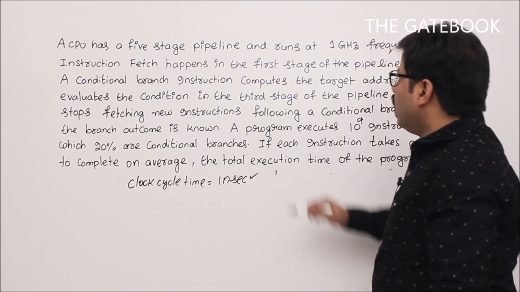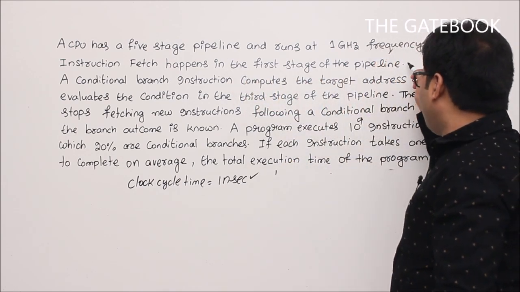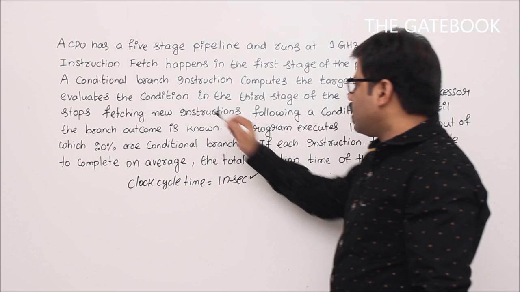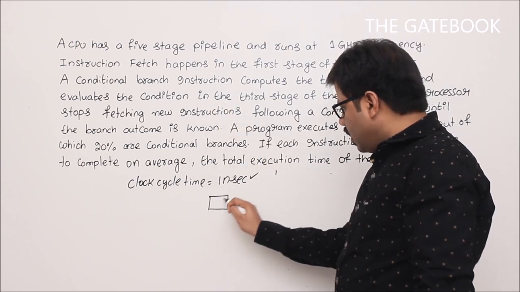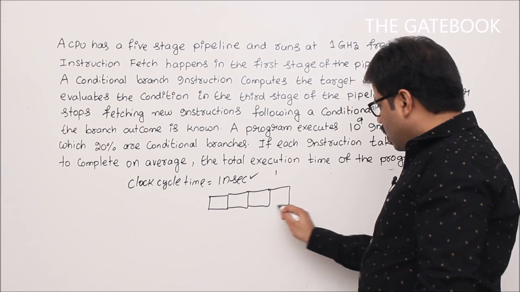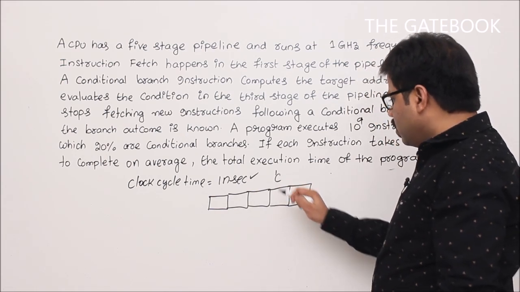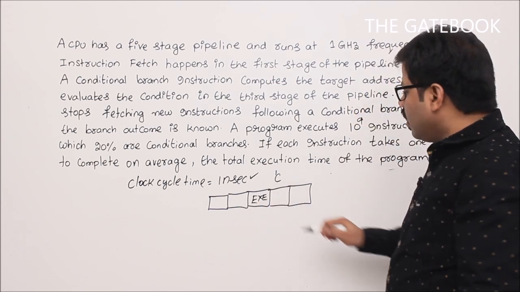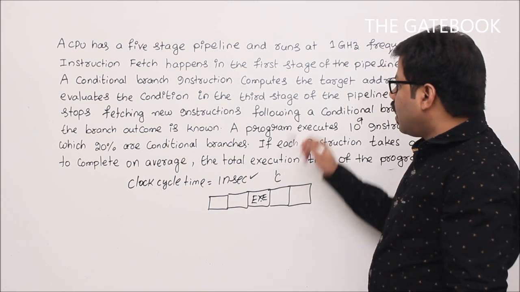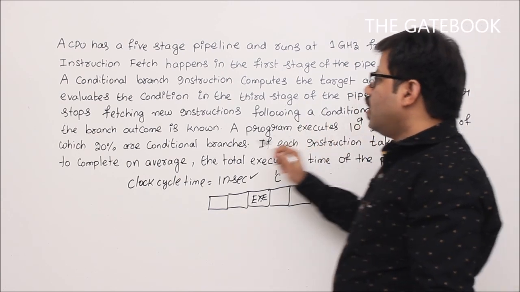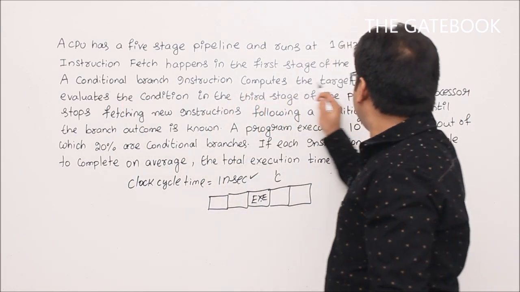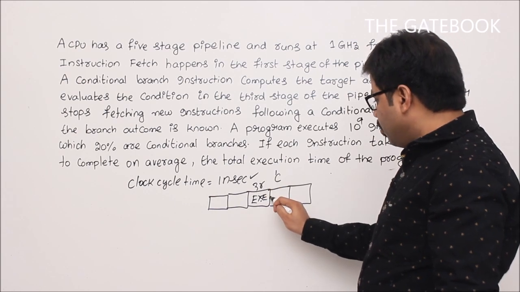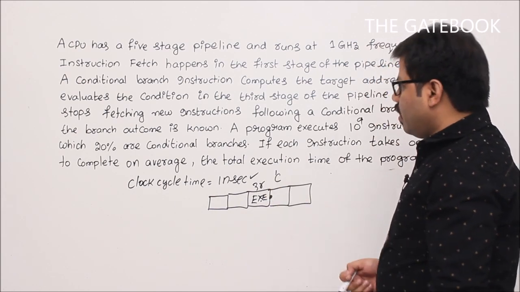Instruction fetch happens in the first stage of the pipeline. We know that. A conditional branch instruction computes the target address and evaluates the condition in the third stage. He is telling that there are 5 stages, and if it is a conditional instruction, then the instruction execution will be here. He is clearly mentioning that in the third stage the target address will be calculated. Fine, this is the third stage. That means after the third stage we will get the target address.